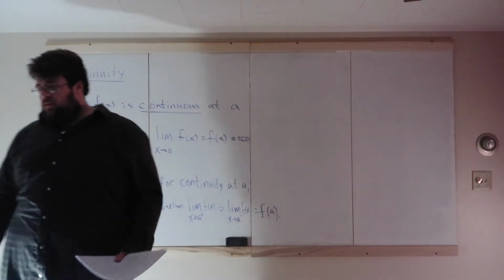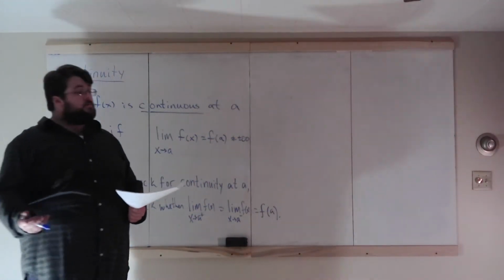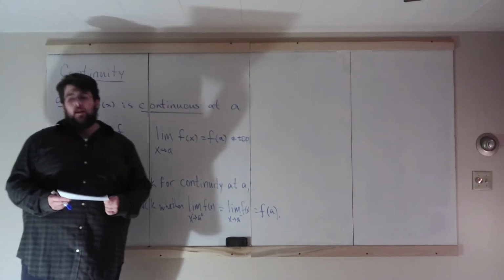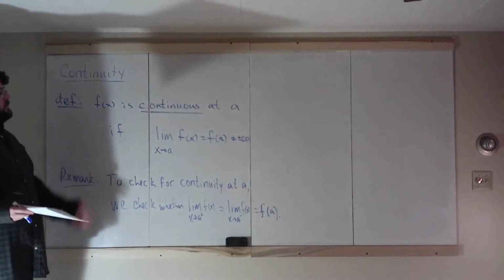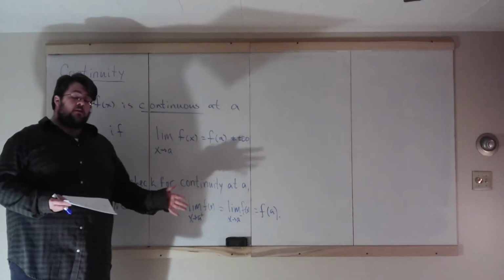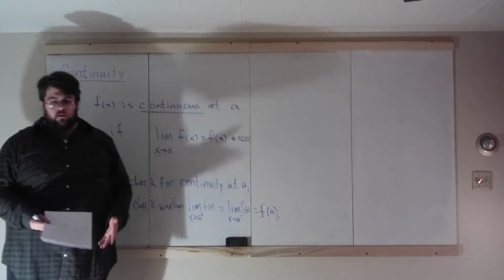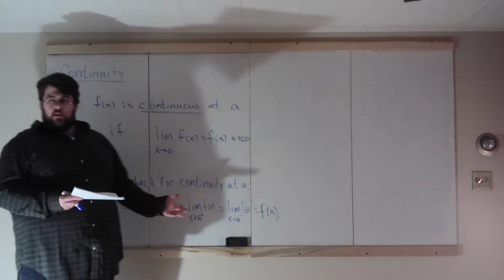One convenient graphical interpretation of this definition, which I'm not going to write down, but I will state, because it is good to think about sometimes, is a function is continuous at a point if you can draw the function through that point without lifting your pen. And this just says continuous at a point.